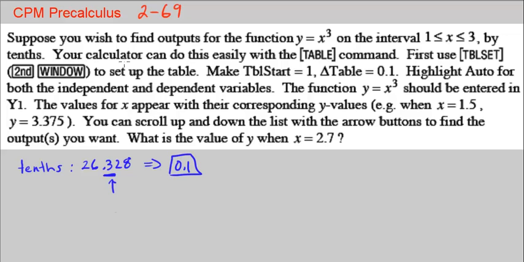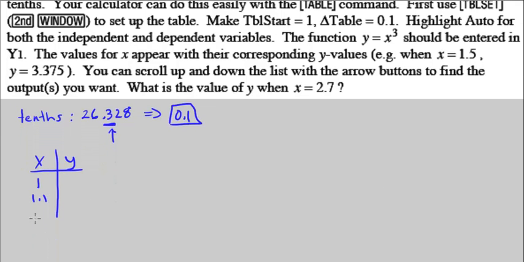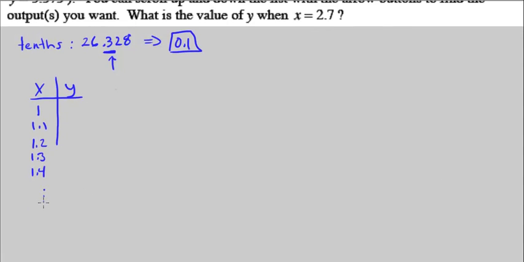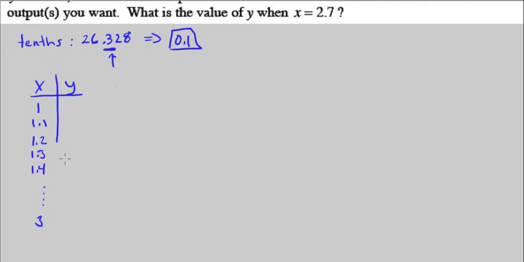Your calculator can do this easily with the table command, because given x, we want all the y outputs. We want the table from 1 to 3, working with tenths. So it's going to be 1.1, 1.2, 1.3, 1.4, all the way to 3. Okay? So that's what we want.